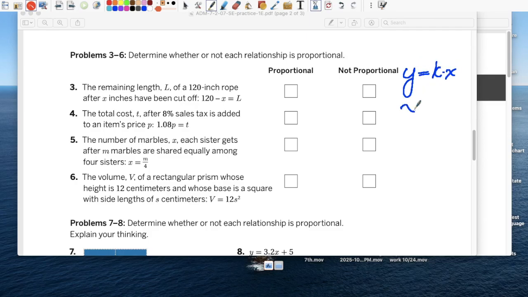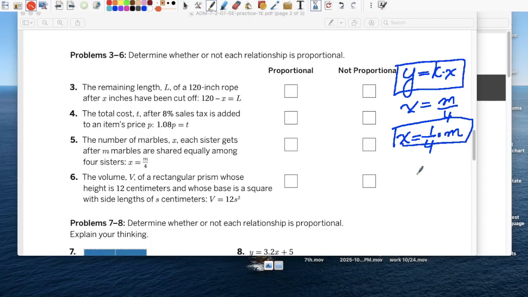Next one's tricky. Remember, it should be in this format, right? But the equation says x equals m over 4. And you're going to say, well, that doesn't really look the same. So the trick here is that instead of writing m over 4, so m divided by 4, it's the same thing as writing 1 over 4 times m. Now is this in this format? Do we have a constant of proportionality k? Yes, right there. And is it multiplied by another variable? Yes, it is. So this is also proportional.